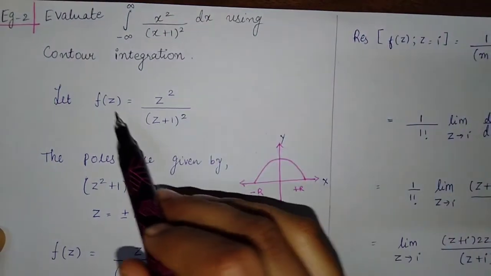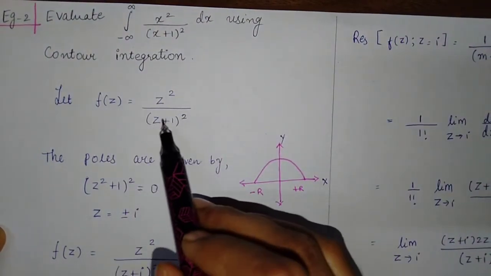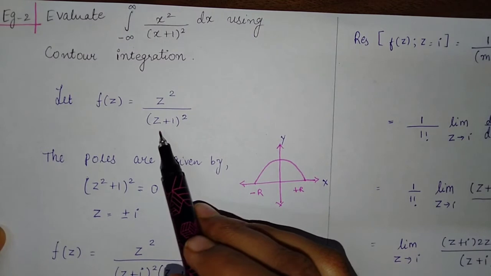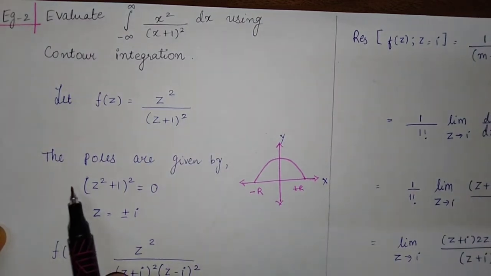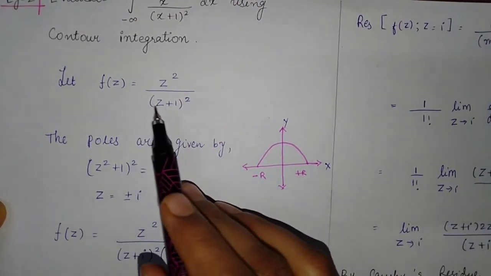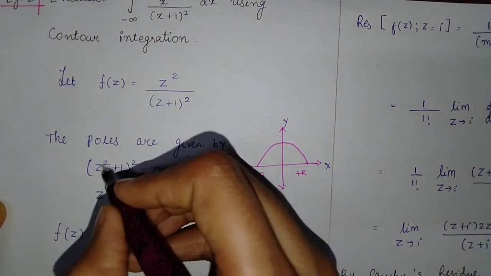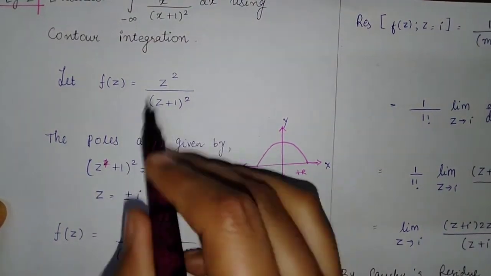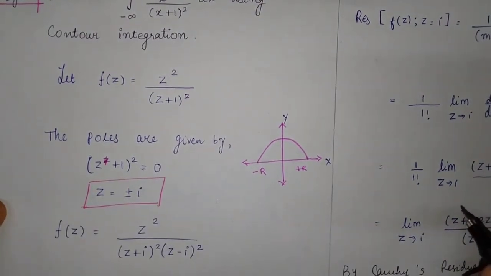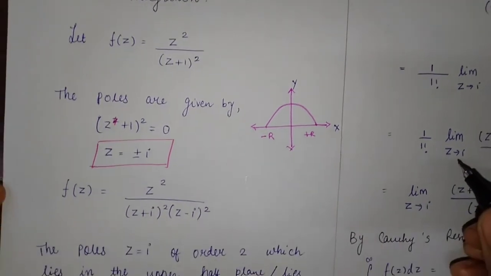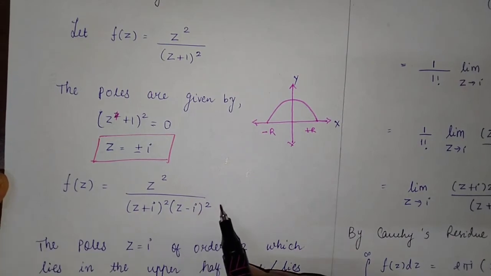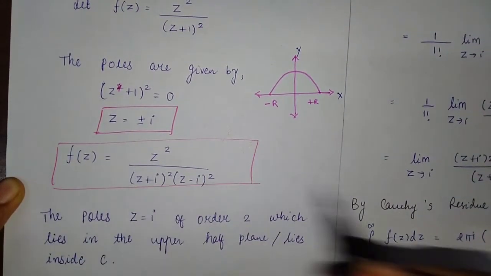So the first step is we have to convert it into the z form. So wherever there is x, we put z. So it will be z square by (z plus 1) whole square. And the poles are given by, to find the poles, z plus 1 whole square equal to 0. Sorry, it is z square plus 1 whole square equal to 0, that is, the denominator part equal to 0. Then you will get the poles z equal to plus or minus i. So we will write the function as z square by (z plus i) whole square into (z minus i) whole square. Okay, so this is your function.